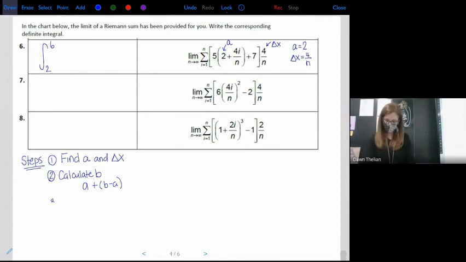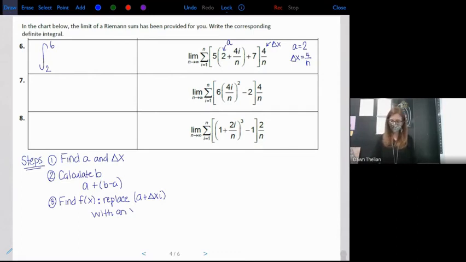Now what I need to do is figure out f of x. Find the function f of x, which basically means we're going to replace the a plus delta xi with an x, just a big old variable x. This whole a plus delta xi is really just the x of my function. And it's just trying to say for each rectangle it's moving us over. So the function is really 5x plus 7.